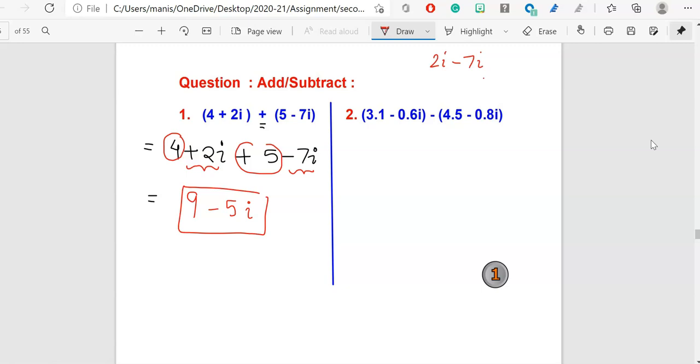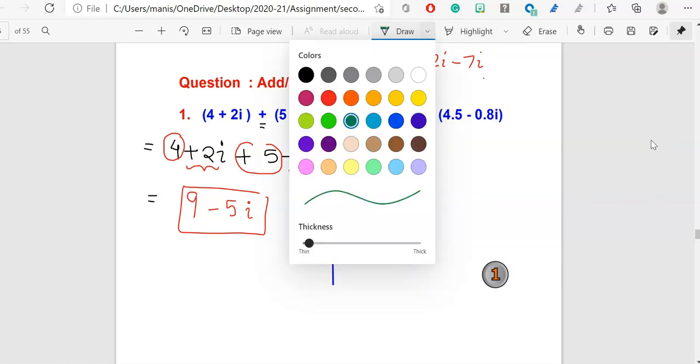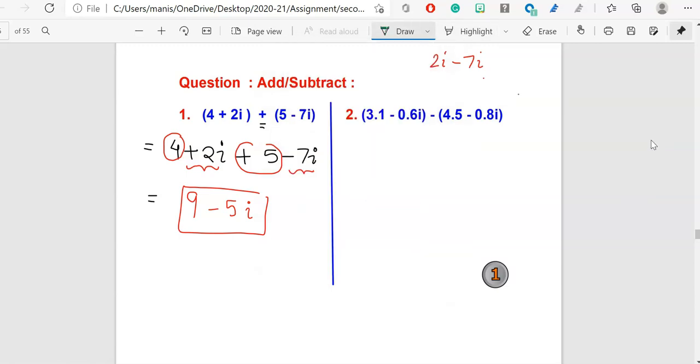Okay, now let's look at another problem over here. Now this question is having a minus sign in the middle. So 3.1 minus 0.6i minus 4.5 minus 0.8i. So in this question, I will use my distributive property of multiplication. This means I will distribute this negative sign over here and over here.